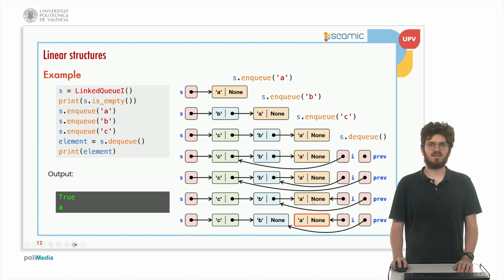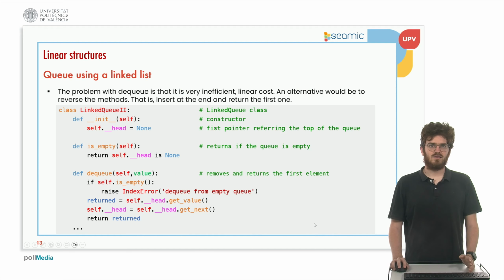Now the next element is none, so we extract the value from A, and we make B's next attribute point to none, breaking this connection from B to A, and thus destroying this node, which will be collected by the garbage collector. This is not optimal, as we need to iterate over the list itself. So let's see if we can implement it in a different way to make it more efficient.